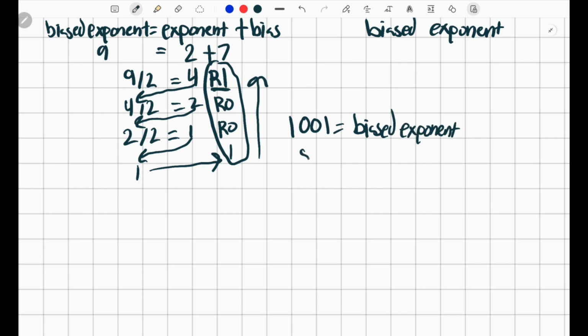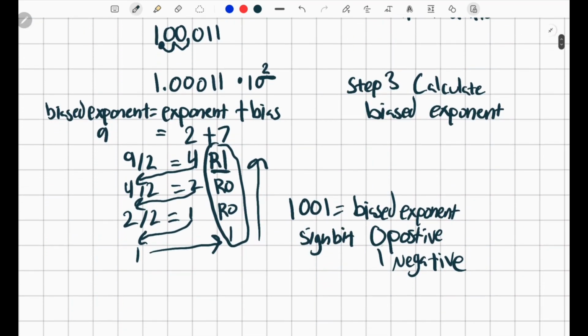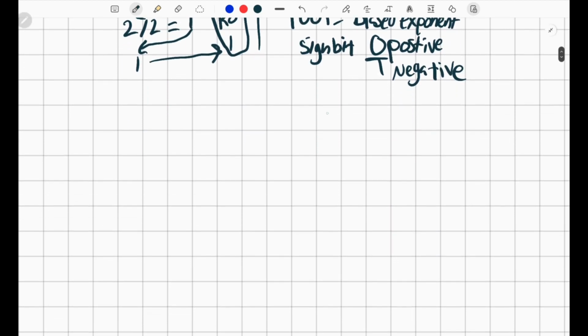And then we know what the sign bit is. We talked about it a little bit before. Sign bit 0 is positive, and 1 is negative. We know our number is 4.375, so it's going to be positive. So our sign bit is 0. So we actually got quite a bit of information now. That takes us to our next and final step, which is step 4.